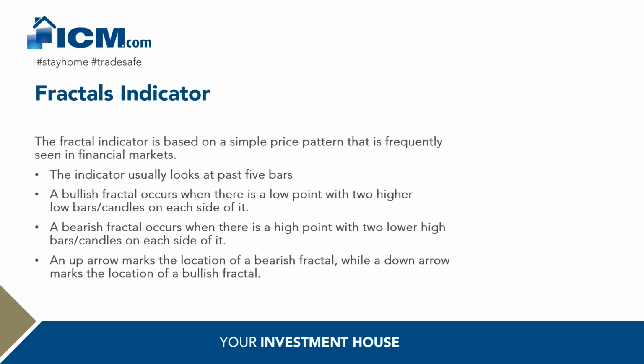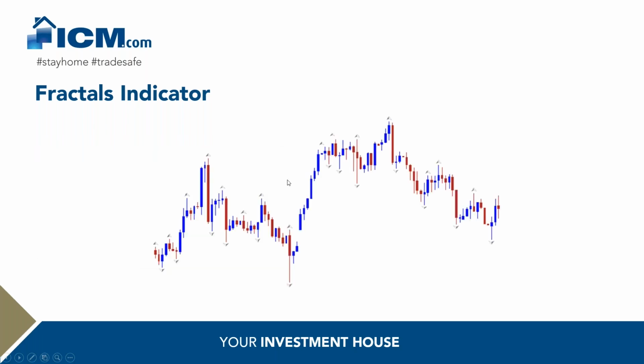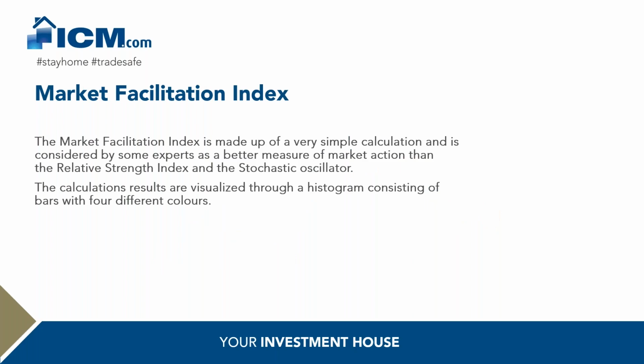The same way, this indicator usually looks at the past 5 bars. So I'm going to show you a chart here. This is exactly how it looks. It gives an arrow indication on both sides. It can be a bullish arrow or a bearish arrow. So what has been explained here is how to identify this and how to use this tool to get into the markets.